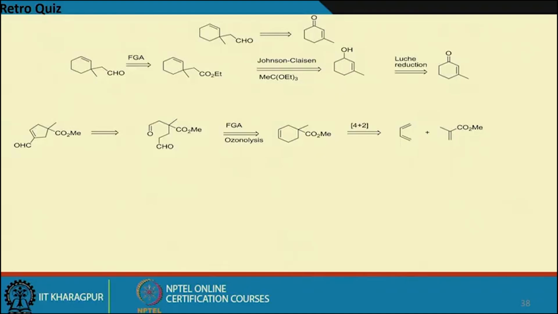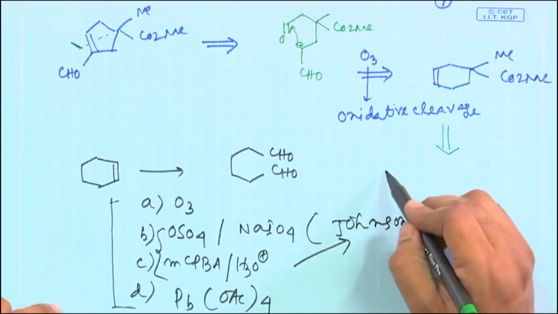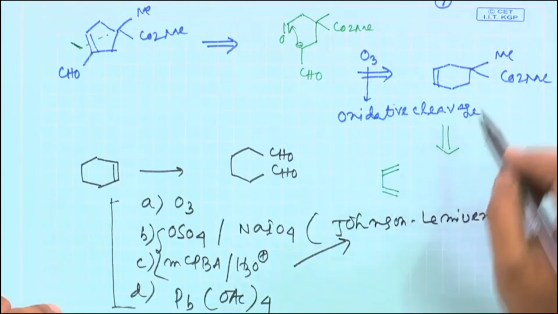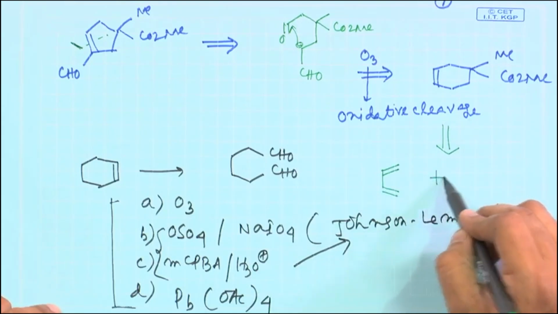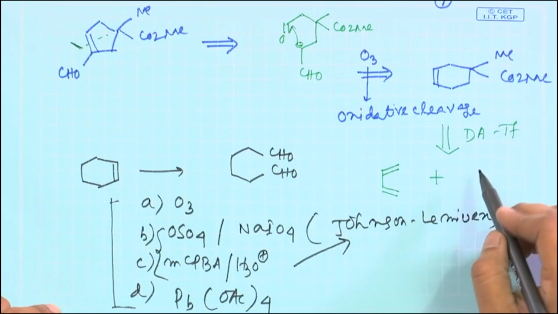Okay. So, now you are here. Now, what will be the next retro, further retro? We have already shown it in the slide. The next retro is basically simplifying it by a 4+2 Diels-Alder cycloaddition or Diels-Alder transformation.